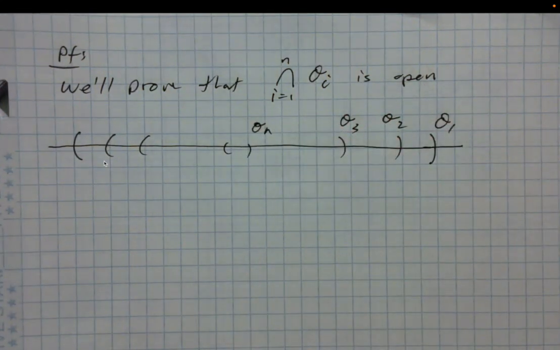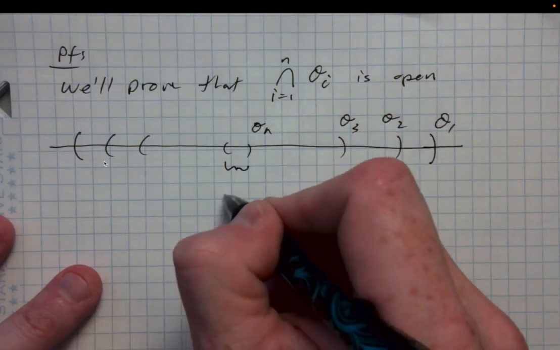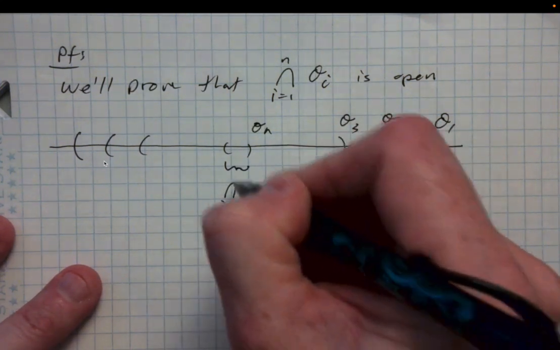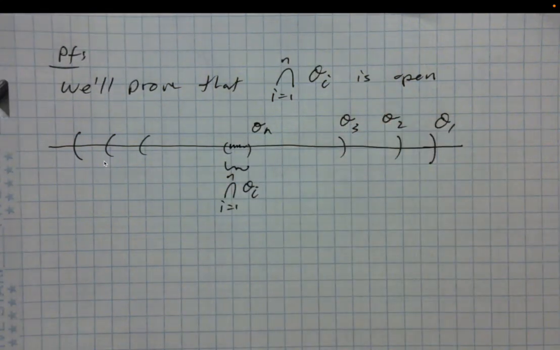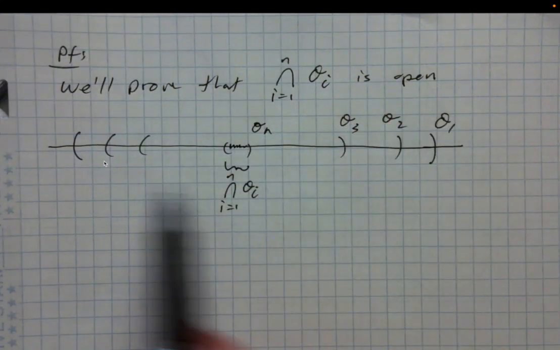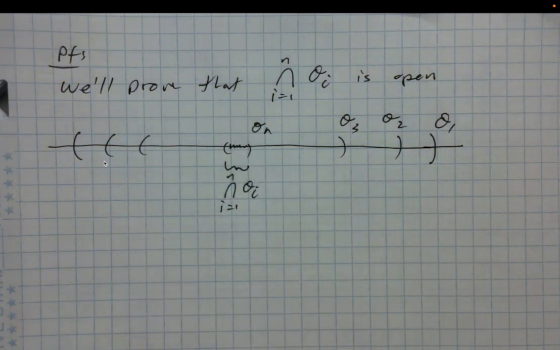And so what's the intersection here? Well, it's just this little piece here. This is the intersection over i equals 1 to n of O_i. It's just this piece here that we're interested in. All right, so what this theorem is saying is that if all of these intervals are open, then the intersection of all of them must be open. Okay, so this proof is very straightforward if you have this schematic in mind.